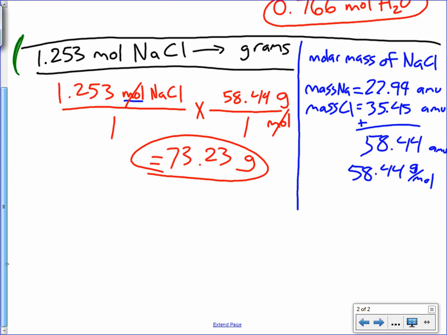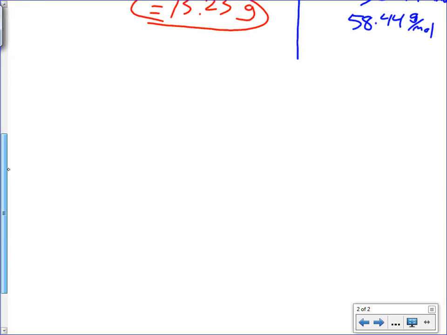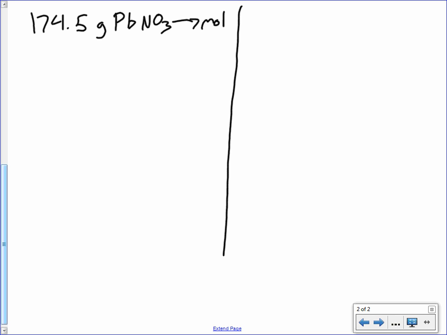So let me give you guys a couple of examples of some conversions. So let's do 174.5 grams of PbNO3 to moles. And I'll do another one over here. We're going to do 1.01 moles of sodium hydroxide, NaOH, and we're going to convert that to grams. All right, go ahead and pause it, solve both problems, and then unpause it, and you can look at the solutions when you're done.